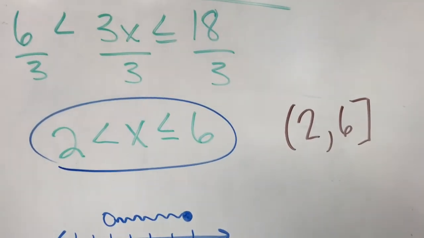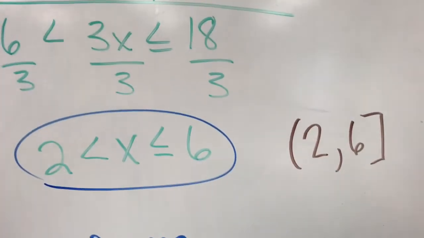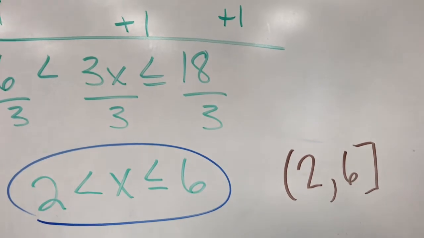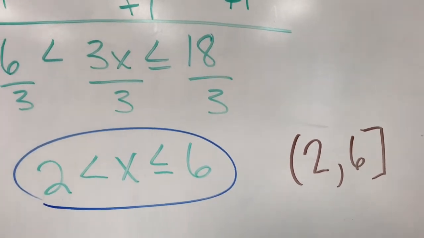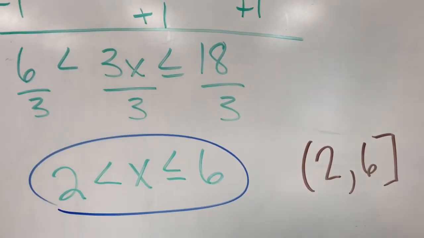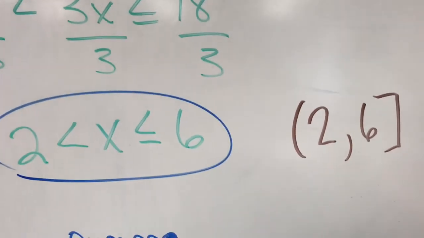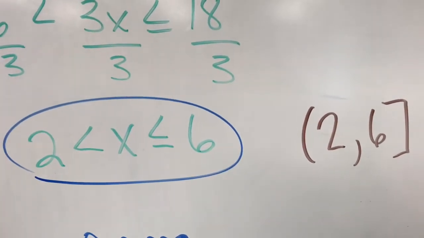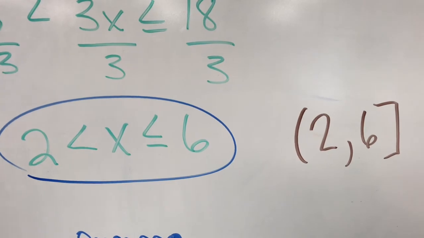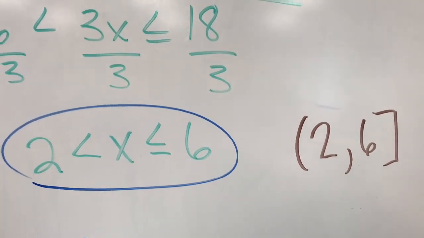And don't forget your interval notation. If you're including the number, then you use a bracket. If you're not including the number, you use parentheses. So we put parentheses before the 2 because we're not including the 2, but we are including the 6, so we use a bracket around the 6.